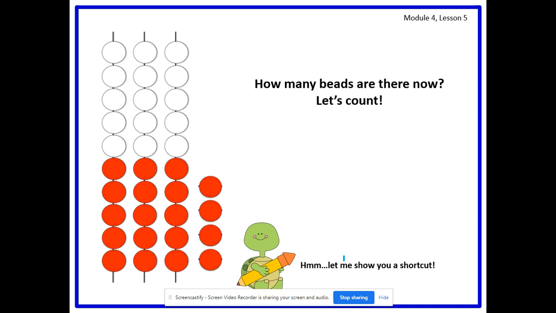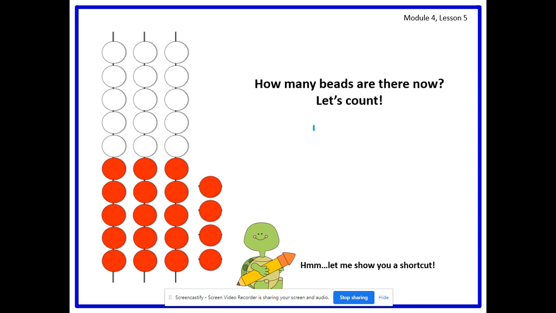How many beads are there now? Before you draw them, let's count. We know there's 10 in each row, so let's start by counting by tens. Get ready. 10, 20, 30. Now let's count by ones. What's after 30? 31, 32, 33, 34. How many beads are there now? Yes, 34. Show me how you would draw 34 using quick tens and ones. Press play when ready.